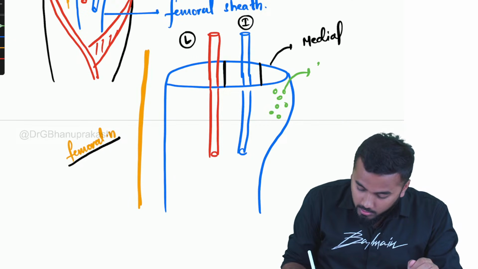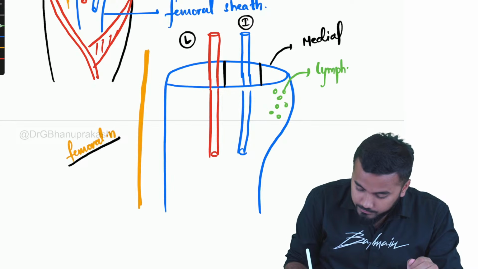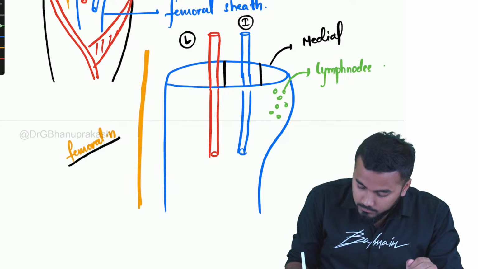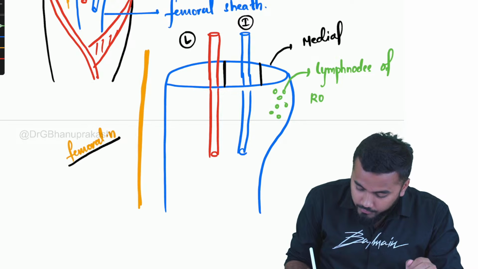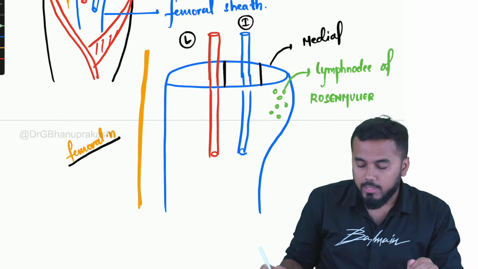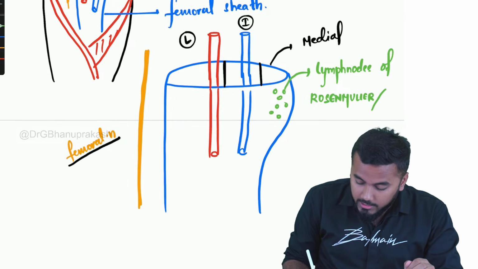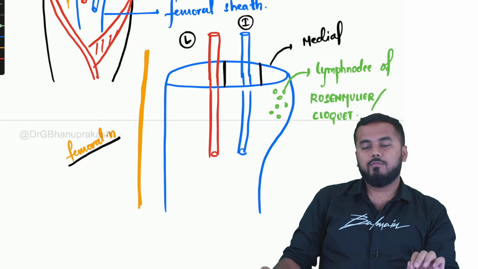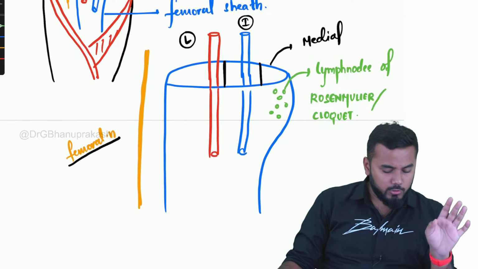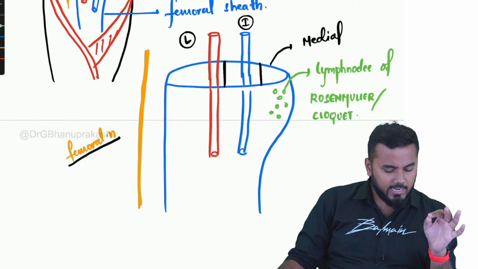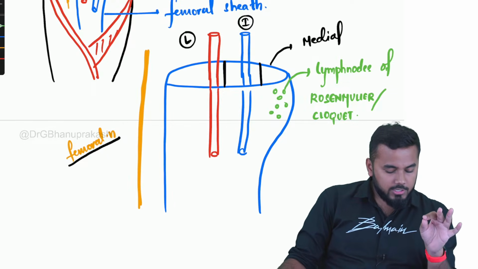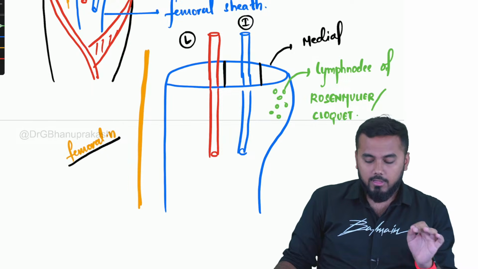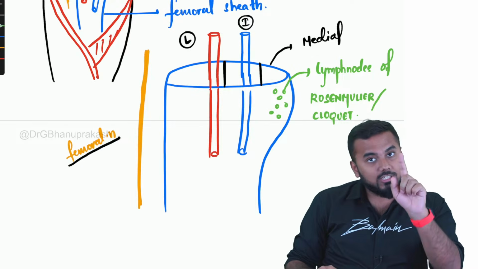Or the other name is lymph nodes of Cloquet. Lymph nodes of Cloquet. Whatever you spell it, lymph nodes of Cloquet. Excellent. Ranjan Kumar, perfect. Shaima, perfect. You are right. Okay. Another structure also is there, guys.